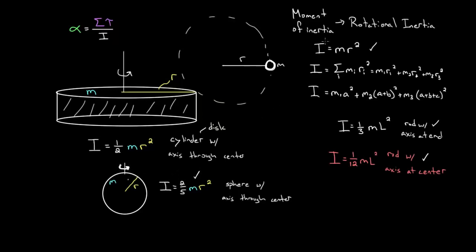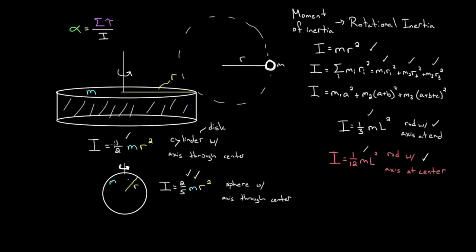All right, so recapping, the moment of inertia or the rotational inertia gives you a number that tells you how difficult it will be to angularly accelerate an object. If you've just got a point mass where all the mass rotates at the same radius, you could use mr squared. If you've got a collection of point masses, you can just add up all the mr squareds. If you've got a rod rotating about its end, you could use 1/3 ml squared. A rod rotating about its center is 1/12 ml squared. A cylinder rotating about its center is 1/2 mr squared. And a sphere rotating with an axis through its center is 2/5 mr squared.